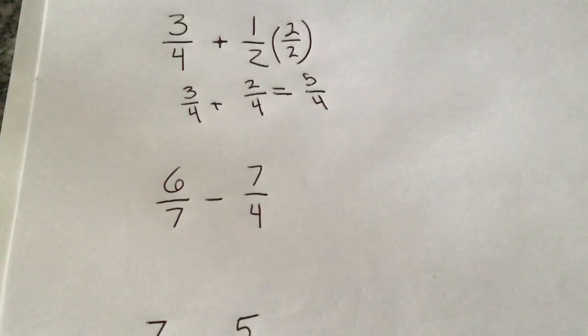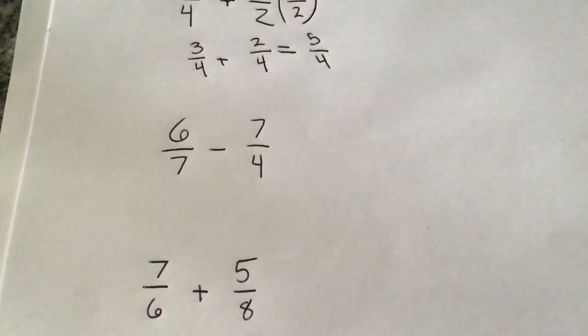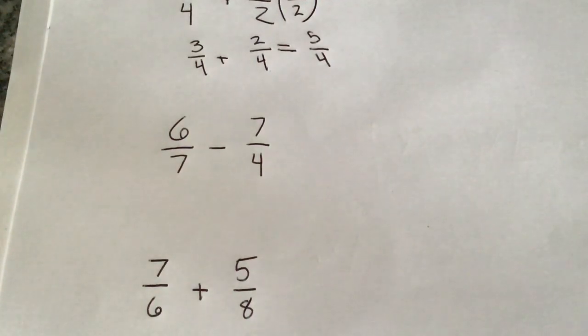Now our next example, 6/7 minus 7/4, is a little different because we can't turn one of these into the other, right? We can't turn 4 into 7 or vice versa. This is, in general, going to be the most common way this happens.